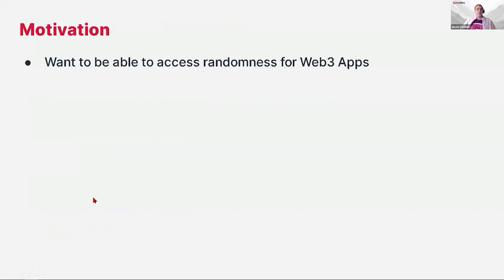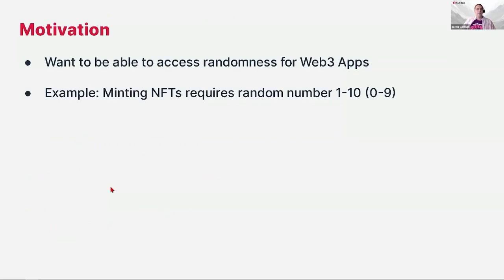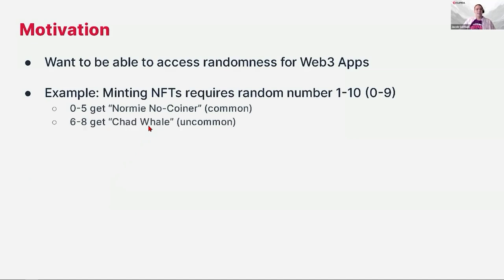So what's our motivation? As we said before, our goal is we want to be able to access randomness for Web3 apps or dApps. And so let's give a simple example. We want to mint an NFT and we need a random number from 1 to 10. We'll make it 0 to 9 to make it easier. So on a 0 to 5, you have a 60% chance of getting the common, the normie no coiner. You don't really want to get that guy. No one wants to get that guy. You have a 30% chance on a 6 to 8 of getting the Chad whale. I'd be friends with him. You could get the uncommon. And you have a 1 in 10 chance of getting the rare, the Giga Chad 8. That's the one everyone wants.